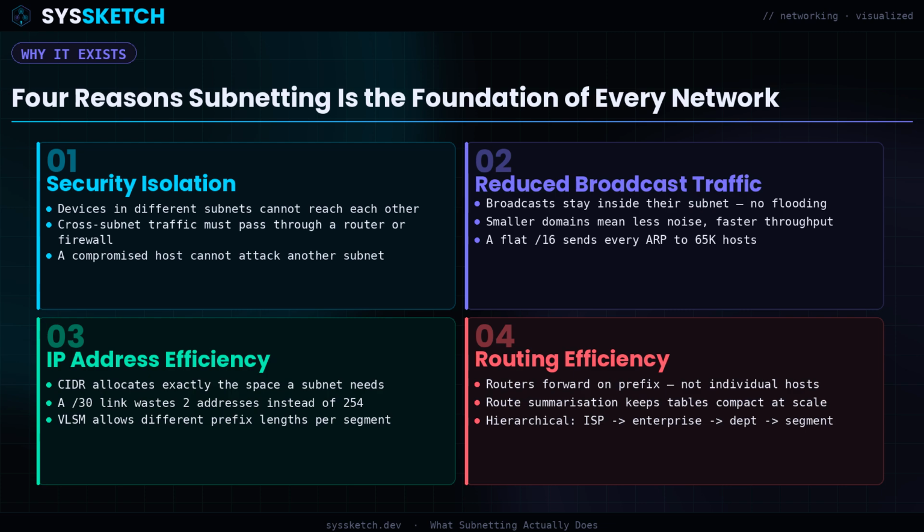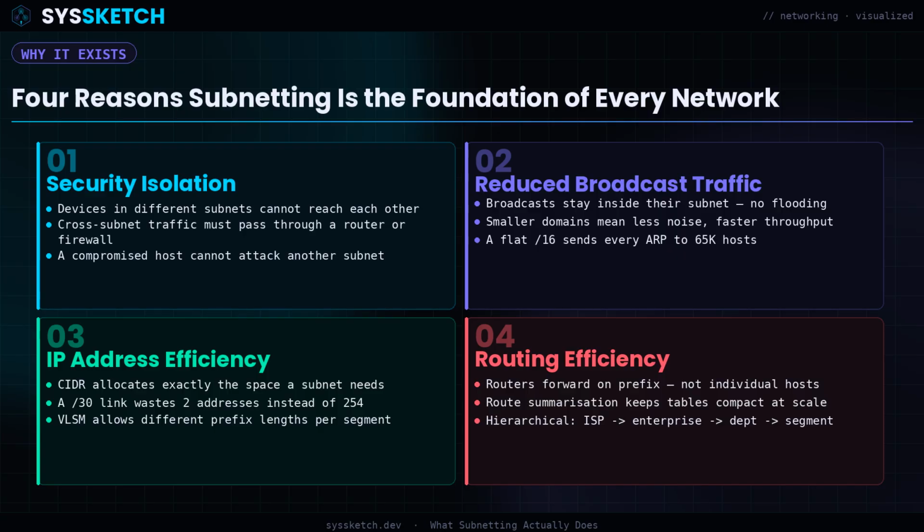Third, IP address efficiency. CIDR lets you allocate exactly the space you need. A /30 for a point-to-point link wastes just 2 addresses instead of 254. Fourth, routing efficiency. Routers forward on network prefix, not individual hosts. Route summarisation keeps routing tables compact even at internet scale.